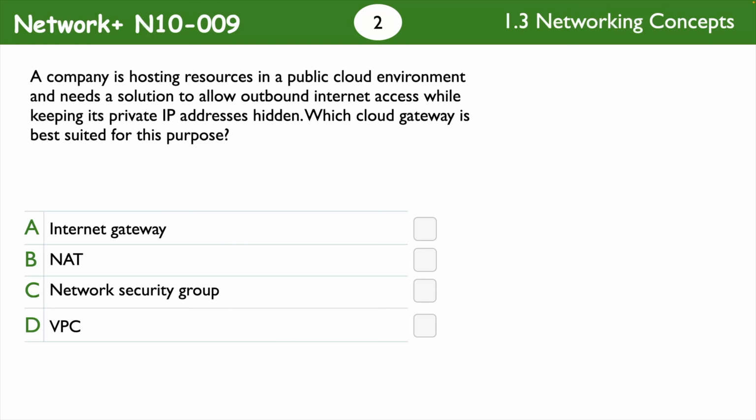Question 2. A company is hosting resources in a public cloud environment and needs a solution to allow outbound internet access while keeping its private IP addresses hidden. Which cloud gateway is best suited for this purpose? A, Internet Gateway, B, NAT, C, Network Security Group, or D, VPC? Okay, go ahead and give yourself a few seconds to try and solve it on your own.